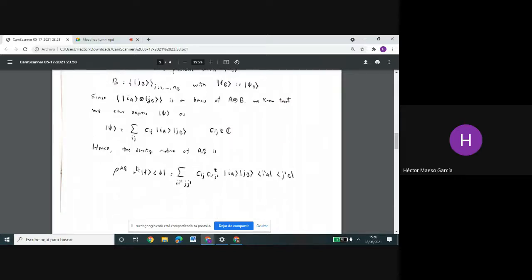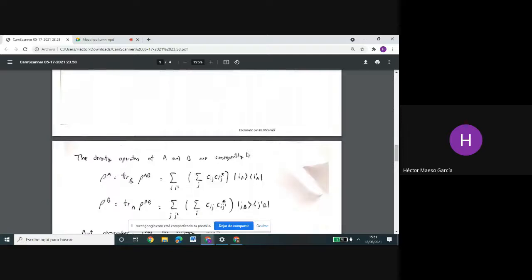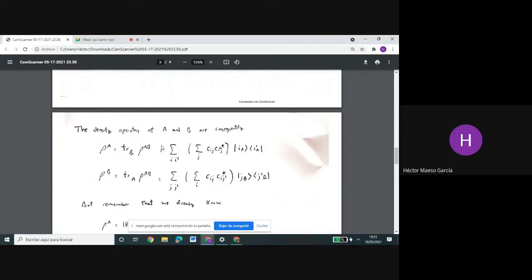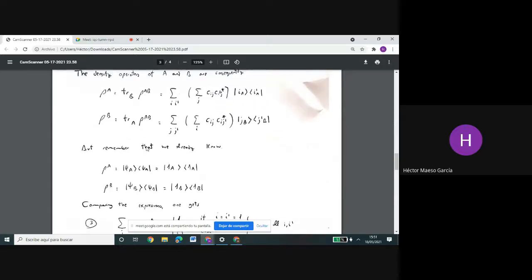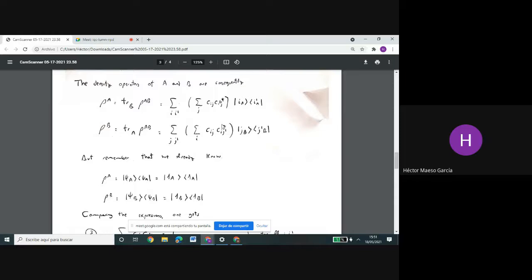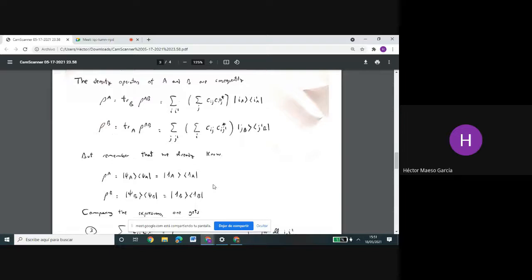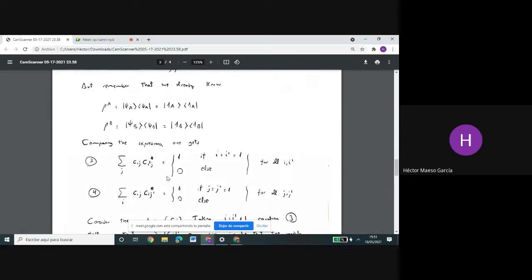How do we do that? We calculate the density matrix of the tensor product like this, and we get this expression. It's a double sum over 2 i's and 2 j's. And with this, we can calculate the density matrices of each of the subsystems, and we get these expressions. And now the thing is that we already knew the density matrices of A and B, and so we just have to compare these two expressions with these expressions. And comparing this, we will get some equations for the coefficients, that are these equations here.